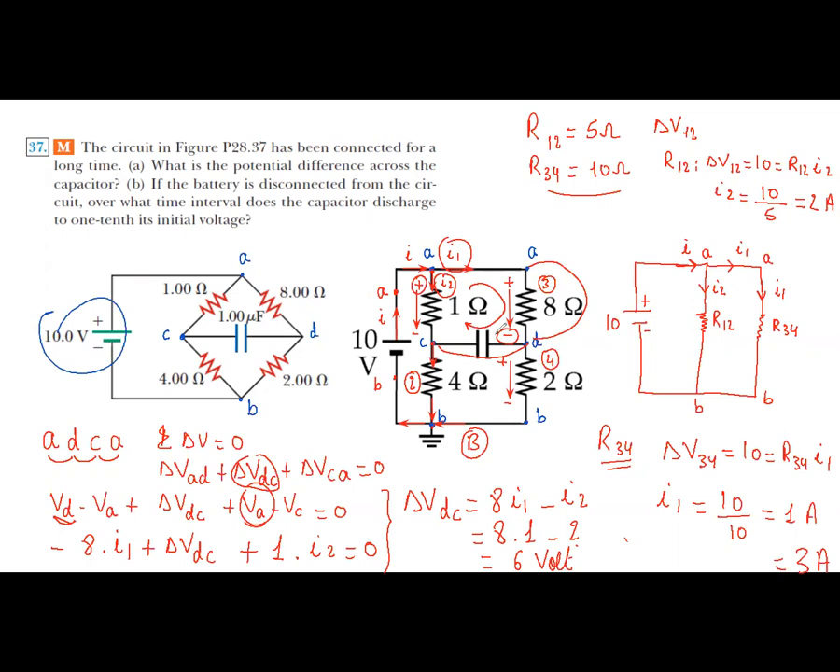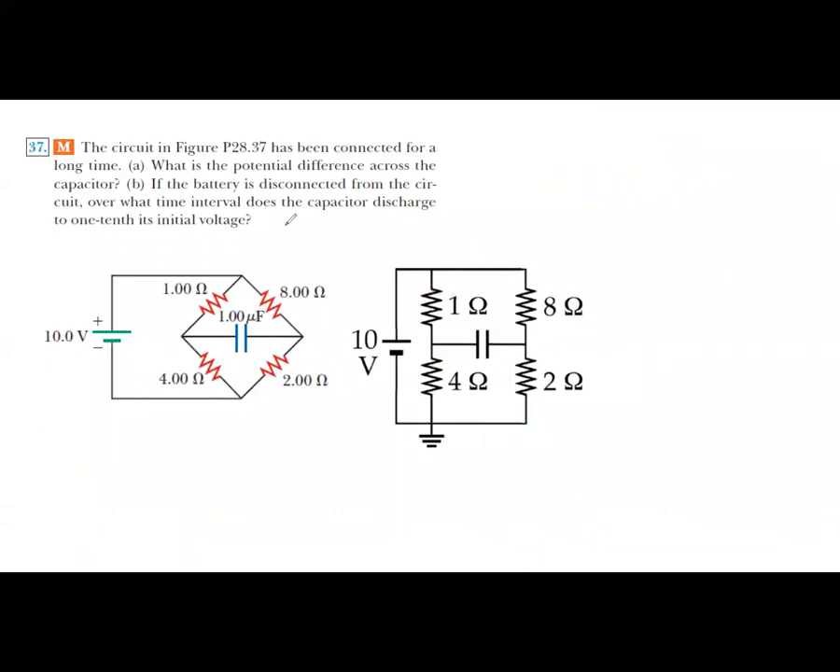Delta V at the capacitor equals 6 volts. Okay. Now, if the battery is disconnected from the circuit, okay, now we disconnect the battery like this. Over what time interval does the capacitor discharge to 1/10 its initial voltage?